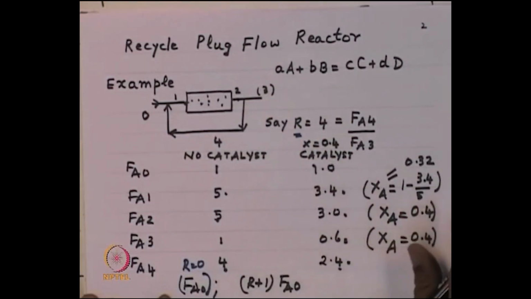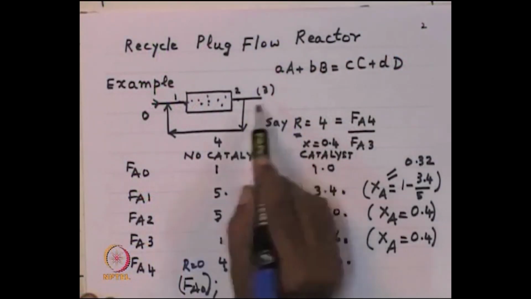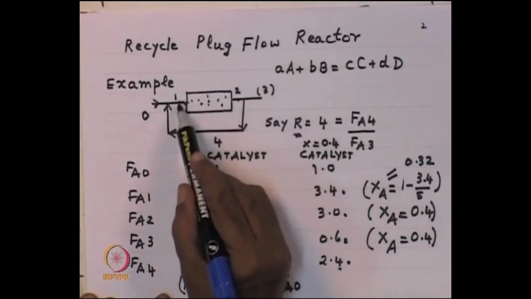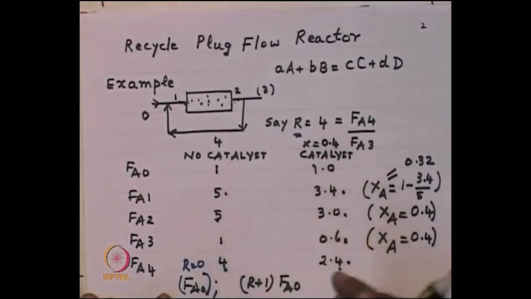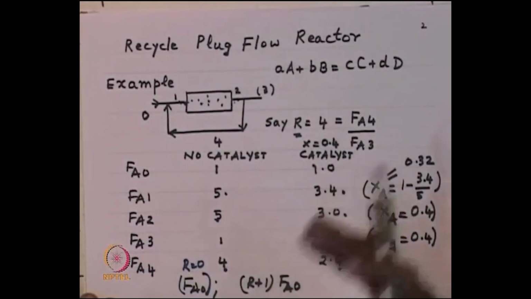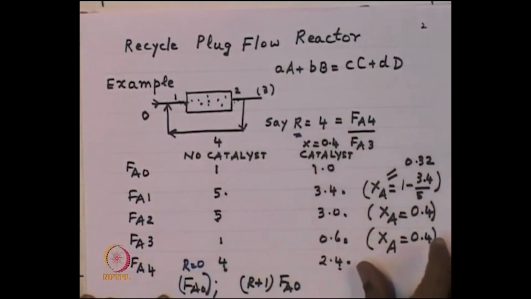So, the important thing to recognize in plug flow recycle is that per pass conversion goes from 0.32 to 0.4, but overall conversion is 0.4. Overall conversion is 0.4, per pass conversion is 0.32 to 0.4, only 0.08. So, per pass conversion is low, but overall conversion is high, and there are certain advantages for this. We will look at this as we go along.